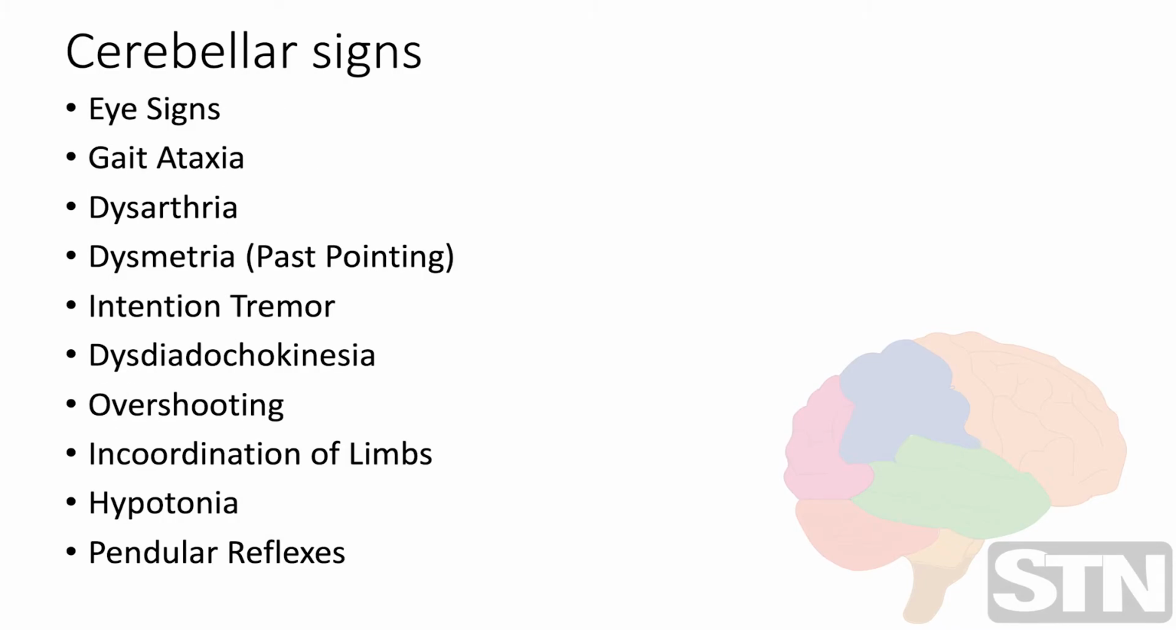The cerebellar signs will include gait ataxias, dysarthrias, dysmetrias, intention tremors, dysdiadochokinesias, overshooting, hypotonias, and pendular knee reflexes, and many more. We will talk about it later when I am making a video on cerebellar signs.